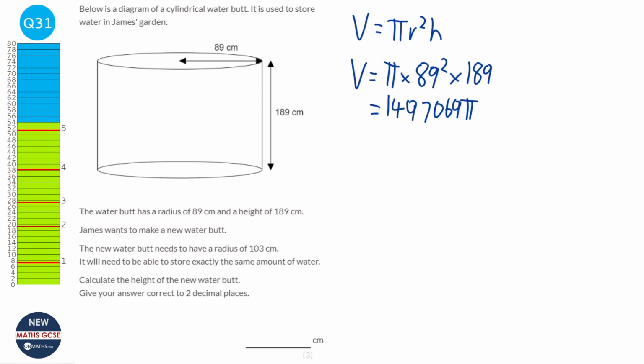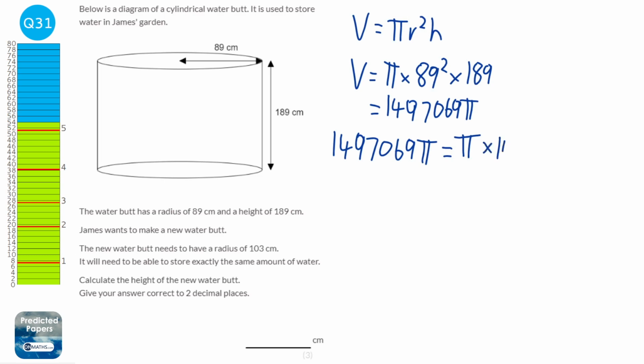Now, we want the volume to stay the same, so we're going to keep that as the volume, 1497,069 pi. But we want the radius to change. So instead of the radius being 89, we want the radius to be 103, so times 103 squared. And we're trying to work out what the height is.